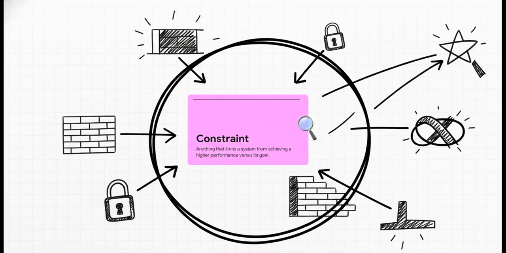All right, the Theory of Constraints, or TOC as we'll call it, starts with one fundamental definition. A constraint is basically anything that limits a system from achieving higher performance toward its goal. The massive mindset shift here is realizing that organizations absolutely have to stop trying to improve everything all at once. Because, honestly, focusing on everything just means you're focusing on nothing.